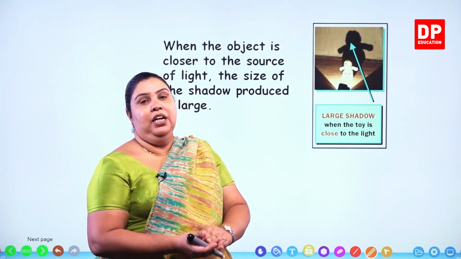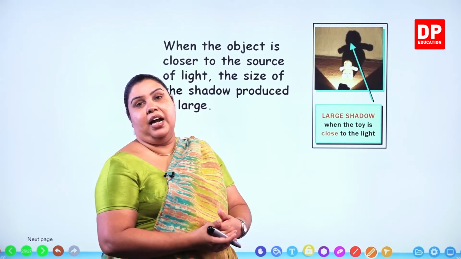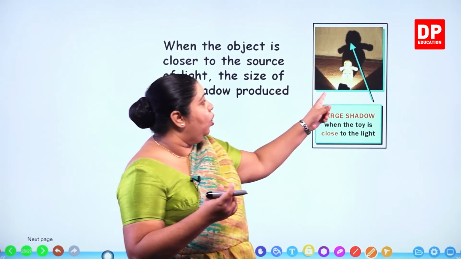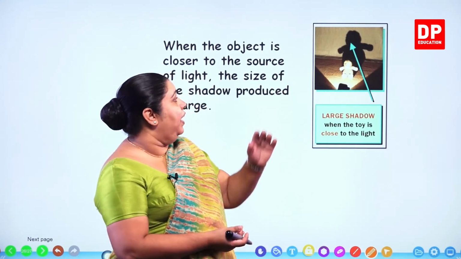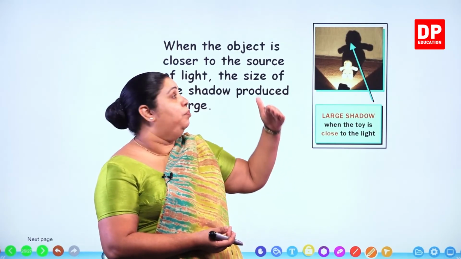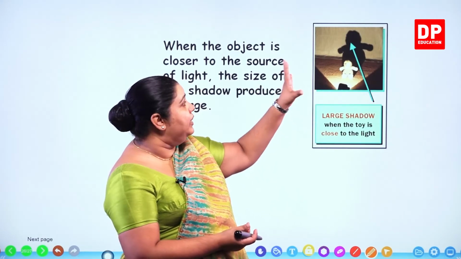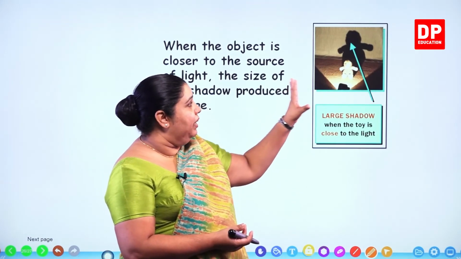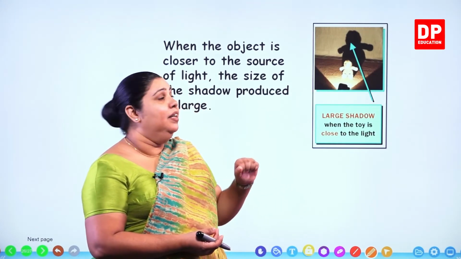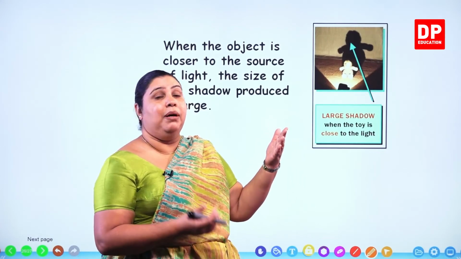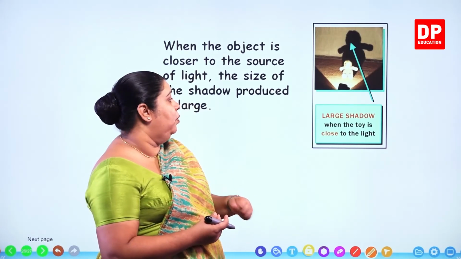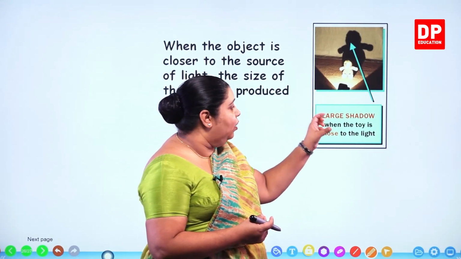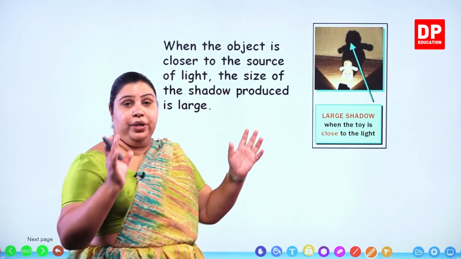You have to try. You have to go out into the sun, or you have to have a torch or something like that in front of a toy, and you place it near a wall and you can see how the shadow comes out. You can try the way this teacher explains the formation of shadows. So when the toy is close to the light, the shadow is big.